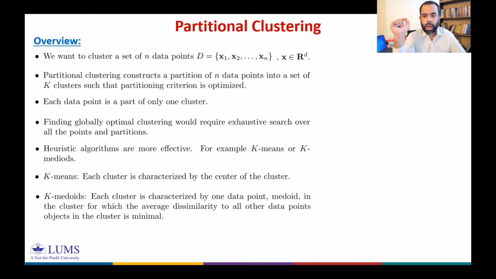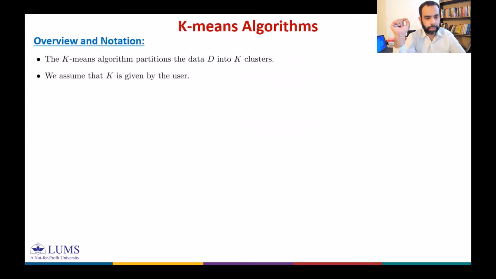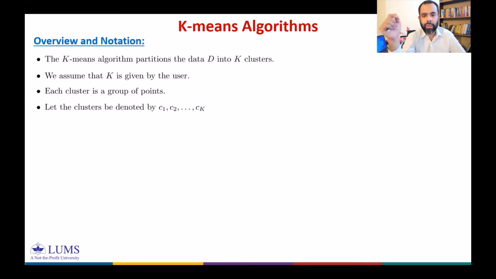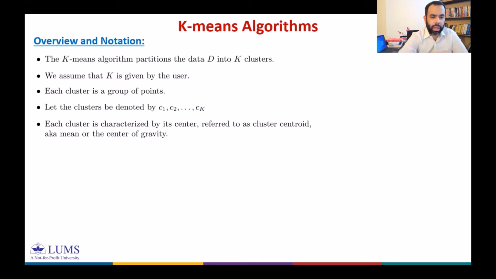Let's start with the K-means algorithm. In the K-means algorithm, we partition the data D into K clusters. We assume that K is given by the user, which means we know the number of clusters in the data. Each cluster is a group of points, and let the clusters be denoted by C1, C2, up to Ck. We have K clusters, and each cluster is characterized by its center, which we refer to as the cluster centroid, or centroid for short. It's also known as the mean, or the center of gravity of the cluster.